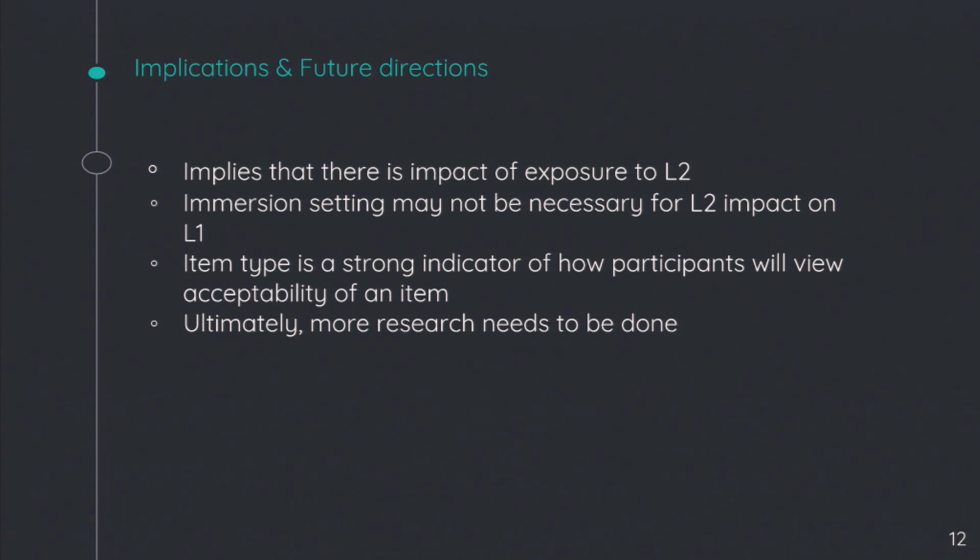It also suggests that item type is a strong indicator of how participants will view the acceptability of an item. So whether it's a cognate, a false friend, or a test item is indicative of how acceptable that item will be to the participant. Ultimately, though, more research needs to be done, given the low number of participants. With more people, hopefully the trend would become more statistically significant.